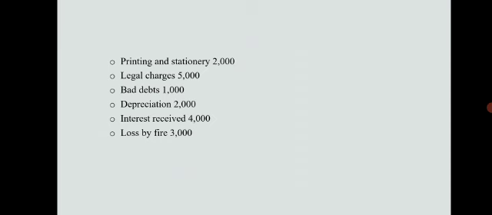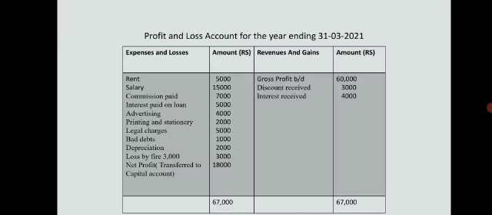So let us check the profit and loss account that I have prepared. Expenses and losses, so we'll go one by one. Rent 5000, salary 15000, then commission paid 7000, interest paid on loan 5000, advertising 4000, printing and stationery 2000, legal charges 5000, bad debts 1000, depreciation 2000, loss by fire 3000. Here by mistake I have written loss by fire 3000 twice, mention it only once in the amount column, 3000.